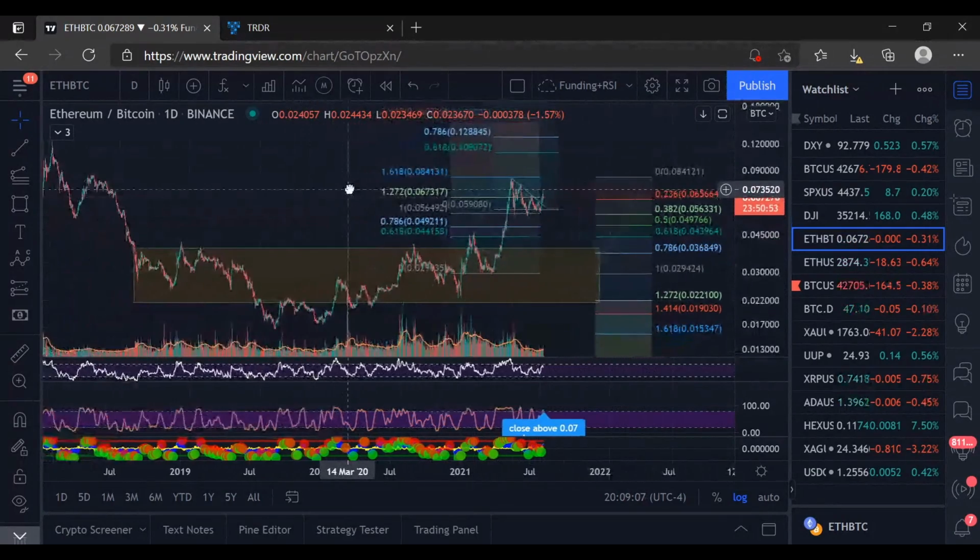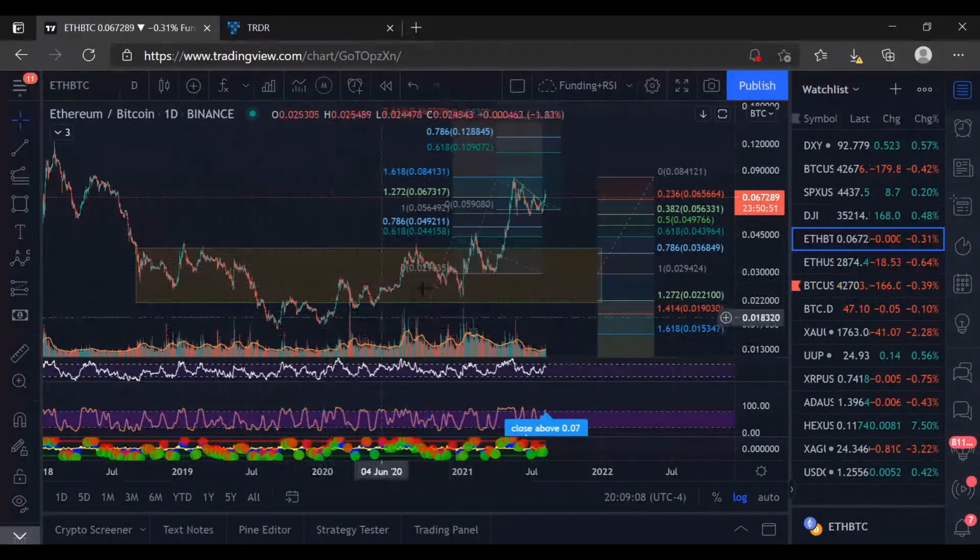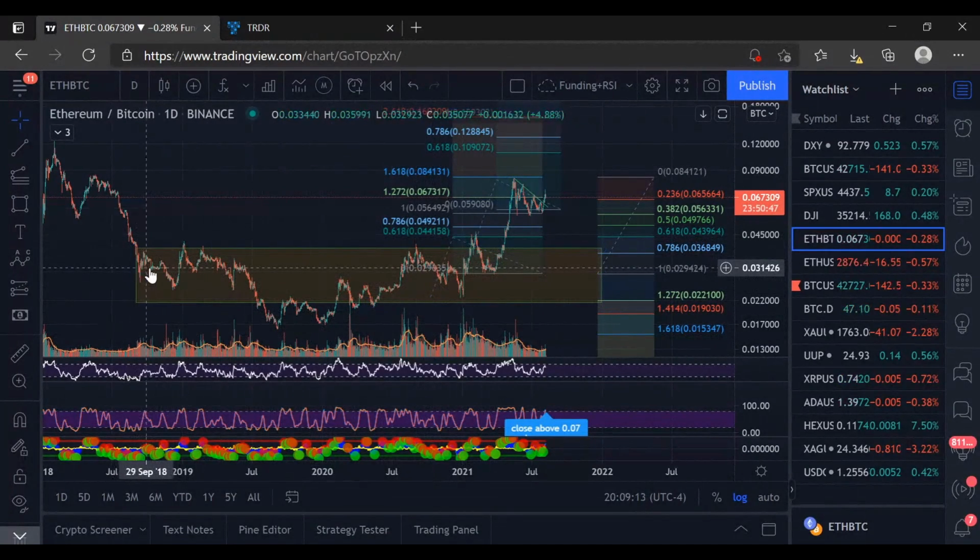So, I mean, is the bull run finished with all this accumulation over here? Accumulating all the way from 2018. That's a hell of an accumulation range to say, oh, we're finished right here. Let's go back down.